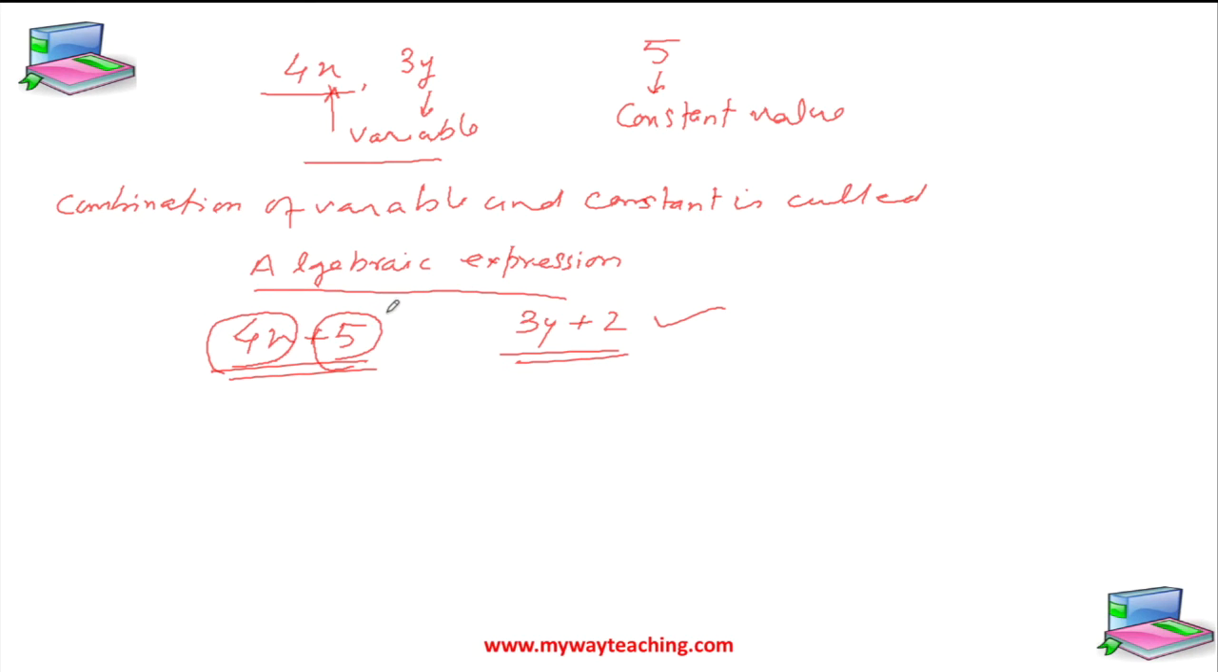Now we will study a little bit more about the algebraic expressions. Sometimes we say 4x square. That means 4x square plus 5. That means 4 into x into x. So it's 4x square and plus 5.